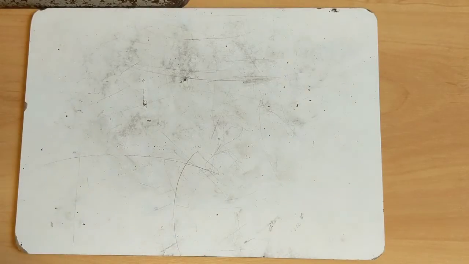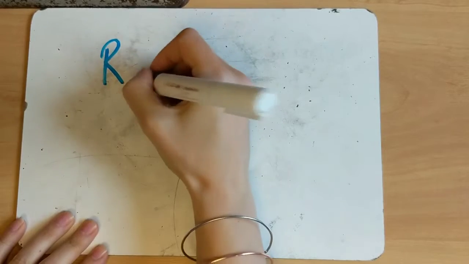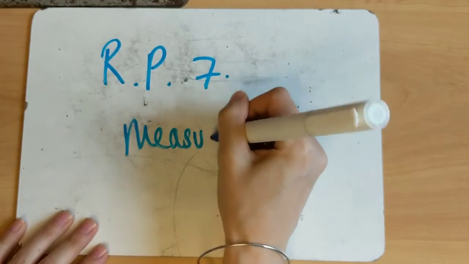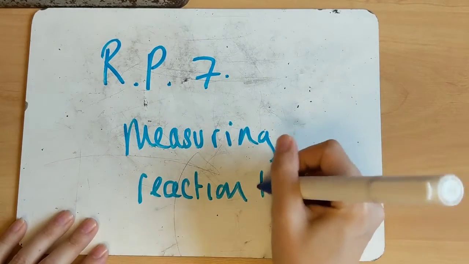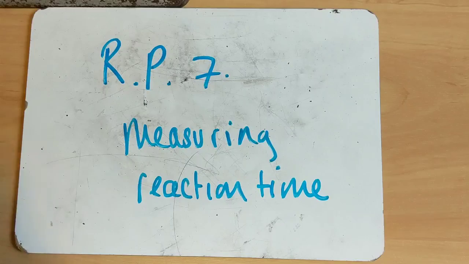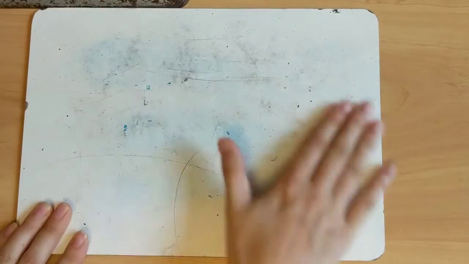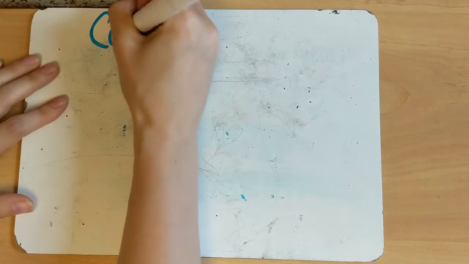Okay, so this is required practical number 7, measuring reaction time. Okay, so before we start, you all need to redo your control variables.